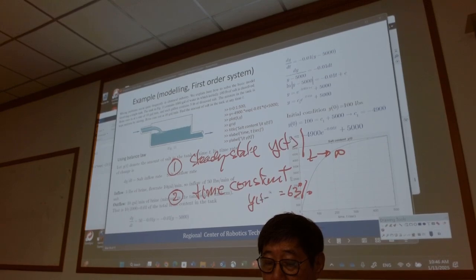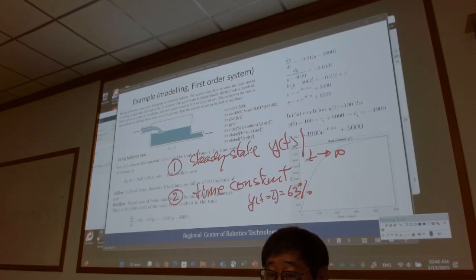Y minus tau, y tau, y equal to tau, y at t equal to tau is 63%. Let's say you have this 5,000. 63% of 5,000 is what? Let's say this is 63% of 5,000, and this is tau.